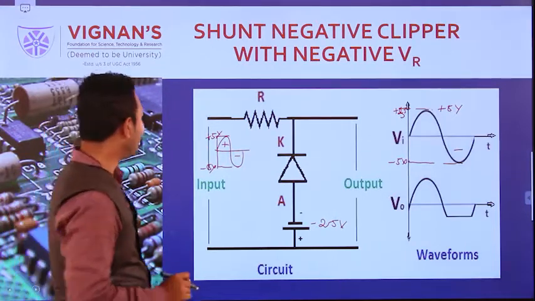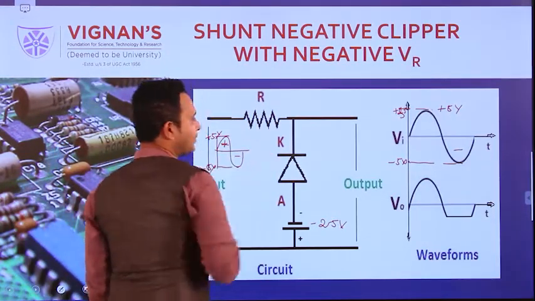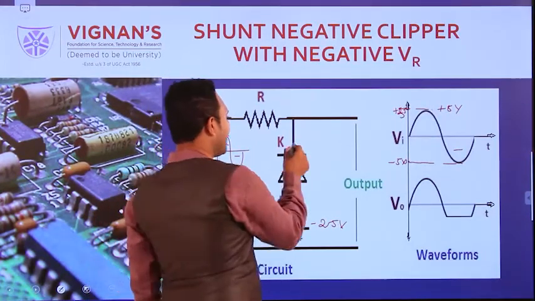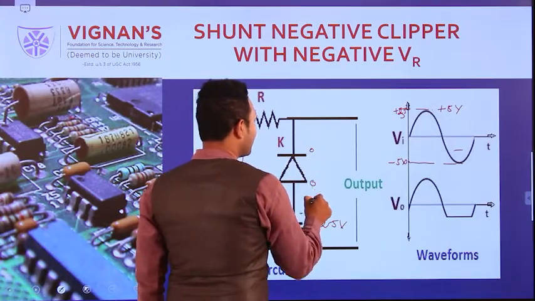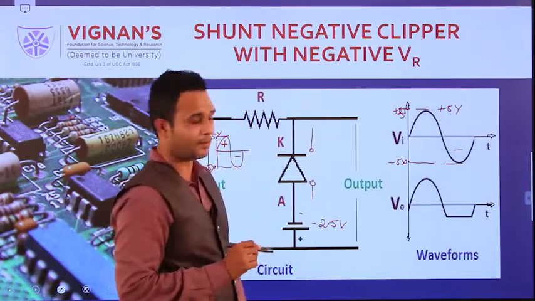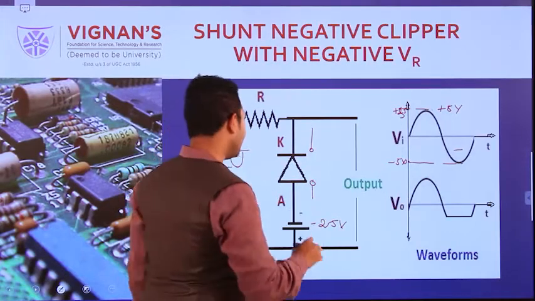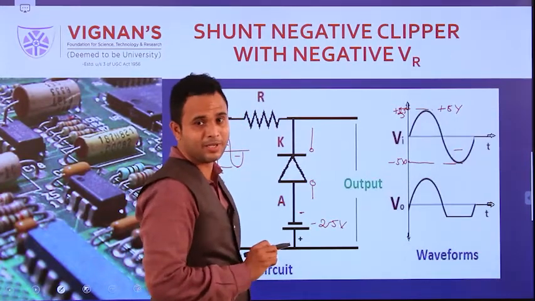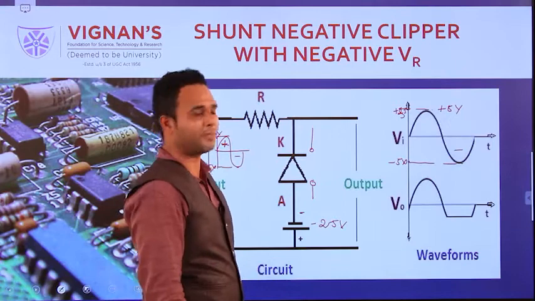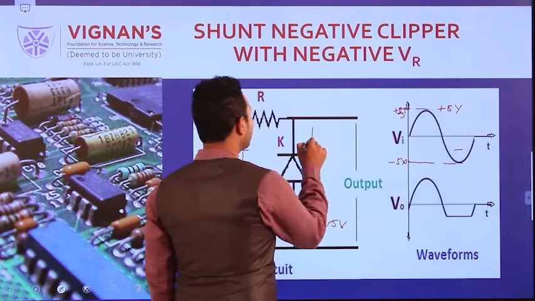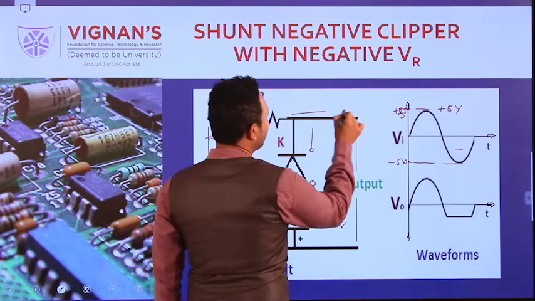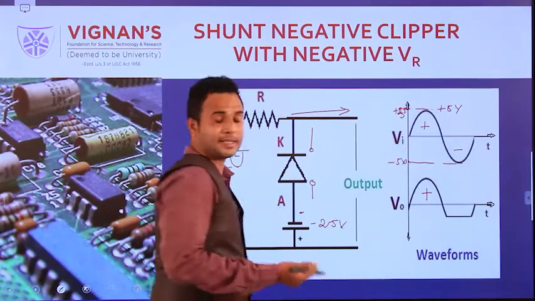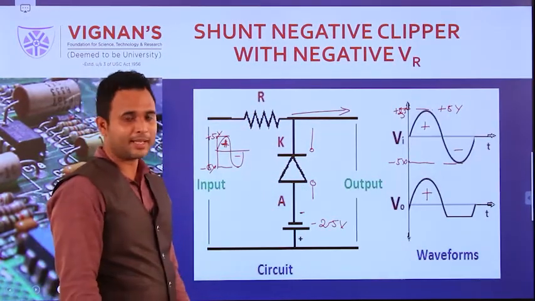Then what happened with this? When positive is connected to the cathode, diode is in open circuit. But negative is connected to the anode, so we have considered this also: diode is in reverse bias only. At this condition, it is open circuit. This whole positive peak we can take as the output side.